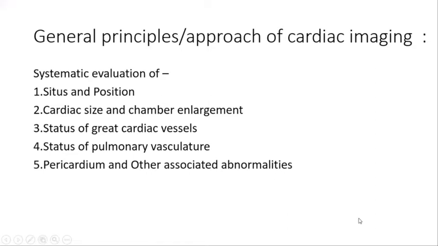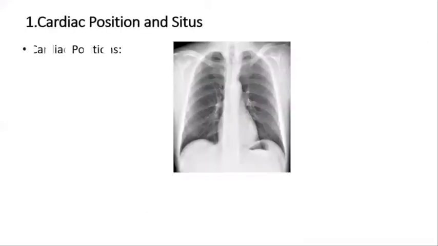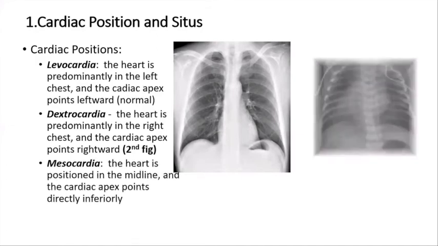For the systematic evaluation of the heart, first we have to know about the situs and position of the heart. Then cardiac size and chamber enlargement, followed by the status of the cardiac vessels, the status of the pulmonary vasculature, the pericardium and other abnormalities. We have already discussed the overview of the different structures in the heart. Now we are proceeding to a more detailed systematic evaluation. First is the cardiac position status.